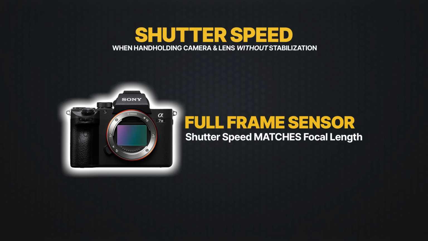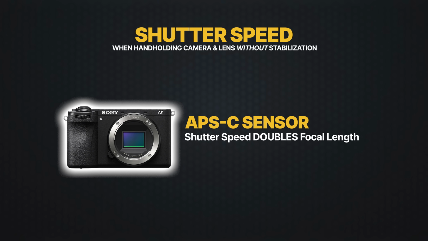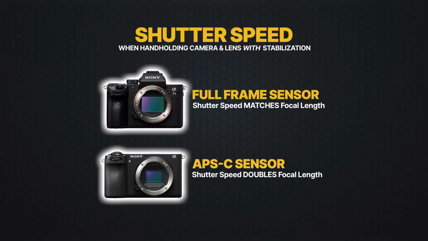If you're using a camera and a lens without any built-in image stabilization, for full-frame users, shoot at your focal length. If you're using a 50mm lens, then your shutter speed should be at least 1/50. APS-C users, double your focal length. If you're using a 50mm, then your shutter speed should be at least 1/100. If you have image stabilization on either the body or the lens, then you can go under this recommendation here.